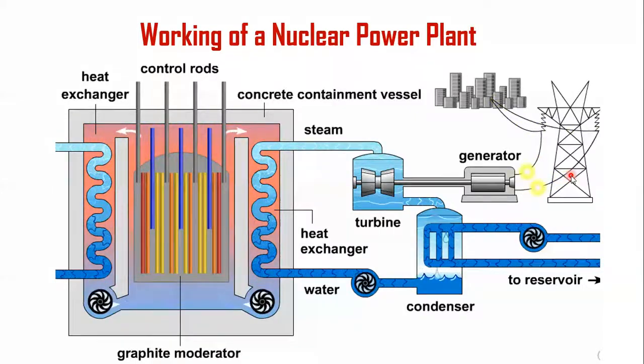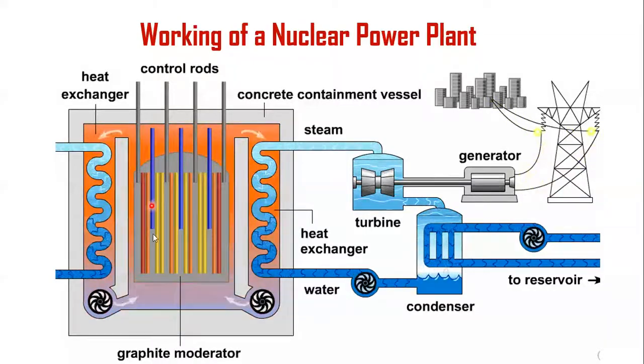working of a nuclear power plant. Here it clearly indicates a nuclear reactor. This is a nuclear reactor which consists of the reactor core. This is the reactor core and the heat exchanger. These pipes are called heat exchangers. These are heat exchangers where the heat developed in the reactor core is transferred. So these are the fuel rods and these are the control rods.